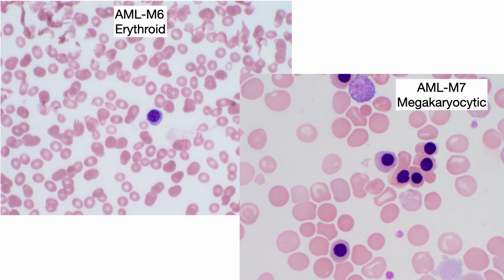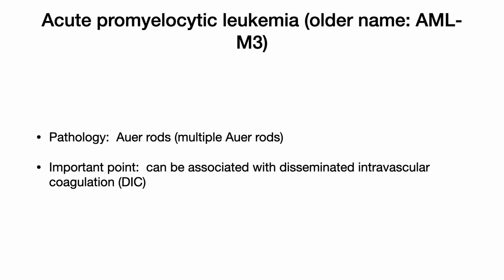So I mentioned the acute promyelocytic leukemia, the old one AML-M3. This is the one associated with 15;17. Like I said, you see multiple Auer rods, and one important point is it's associated with a risk for DIC. So I was always told in residency it's kind of a medical emergency, the diagnosis of it, to get them treatment so that they do not go into DIC.